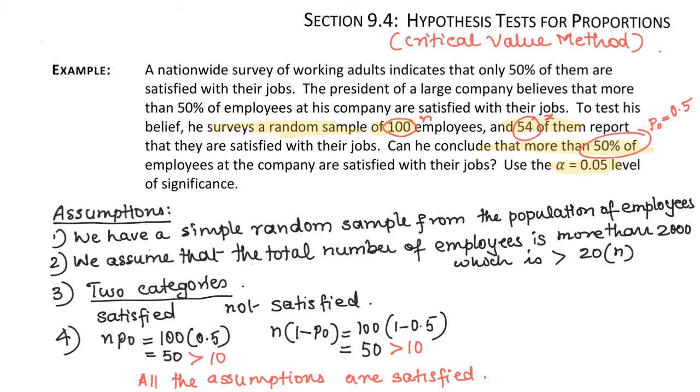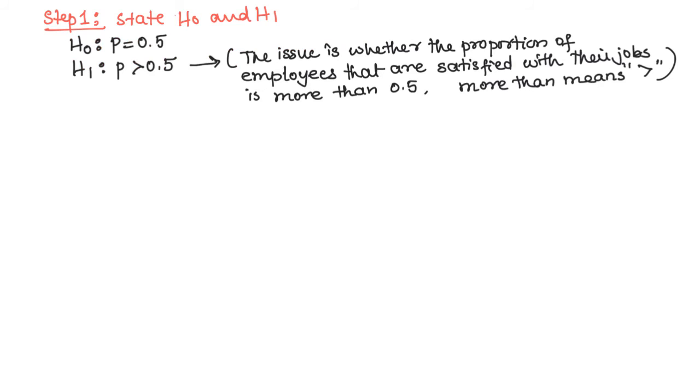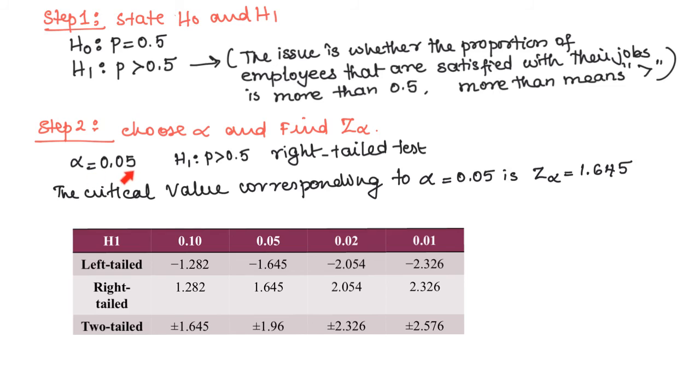So we can proceed. First step, state the null and alternate hypothesis. The null hypothesis is p equal 0.5 and the alternate hypothesis is p greater than 0.5, because the issue is whether the proportion of employees that are satisfied with their jobs is more than 0.5. More than means the greater than sign. Step 2, choose a significance level and find the critical value. Alpha is given in the problem. The alternate hypothesis is p greater than, so it is a right tail test.